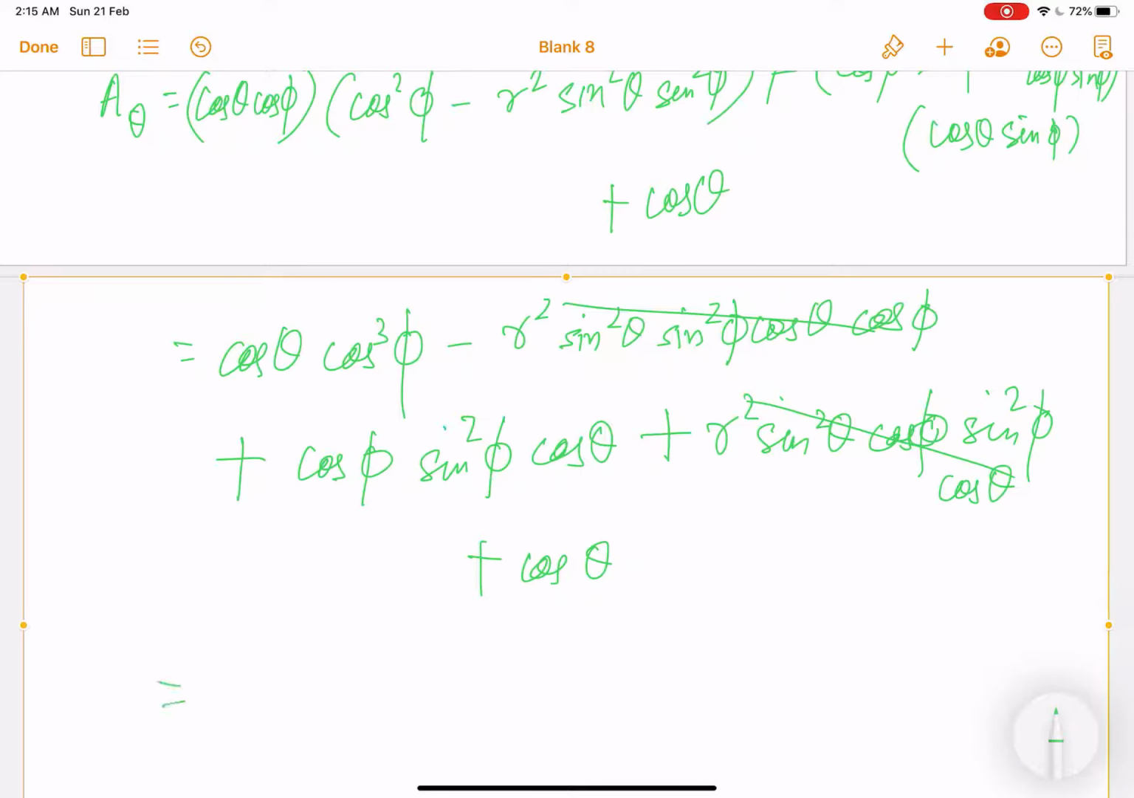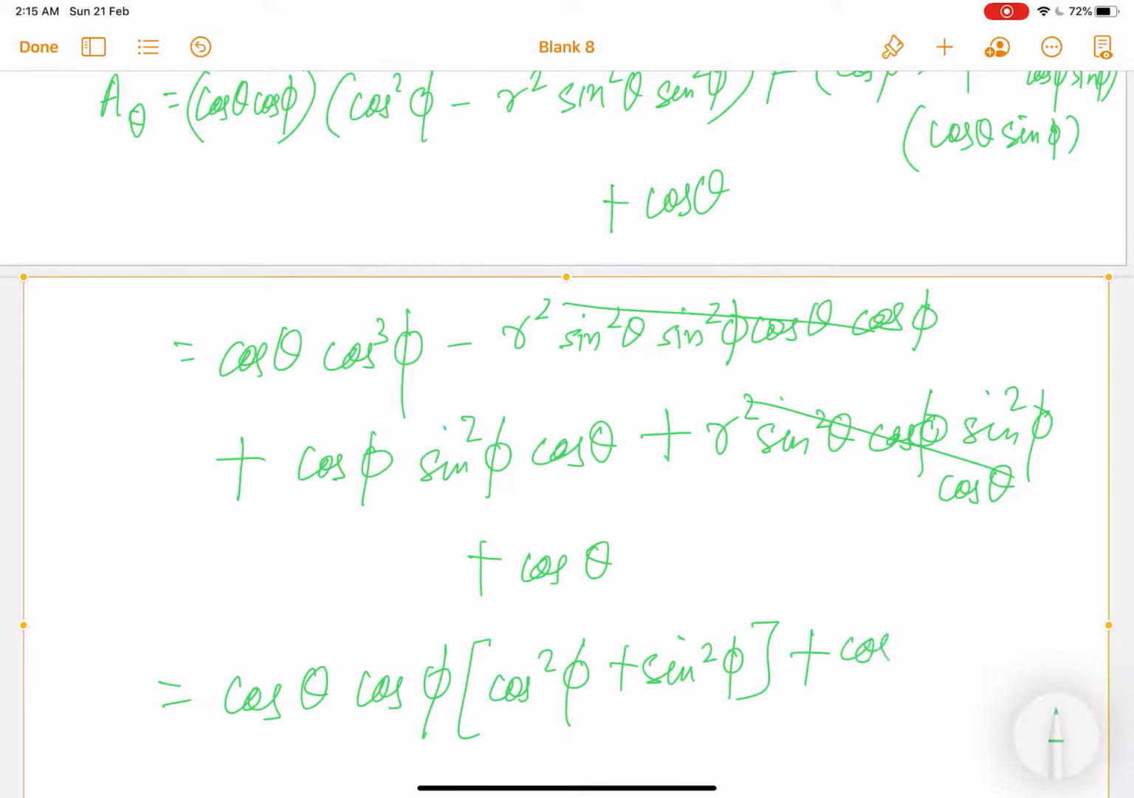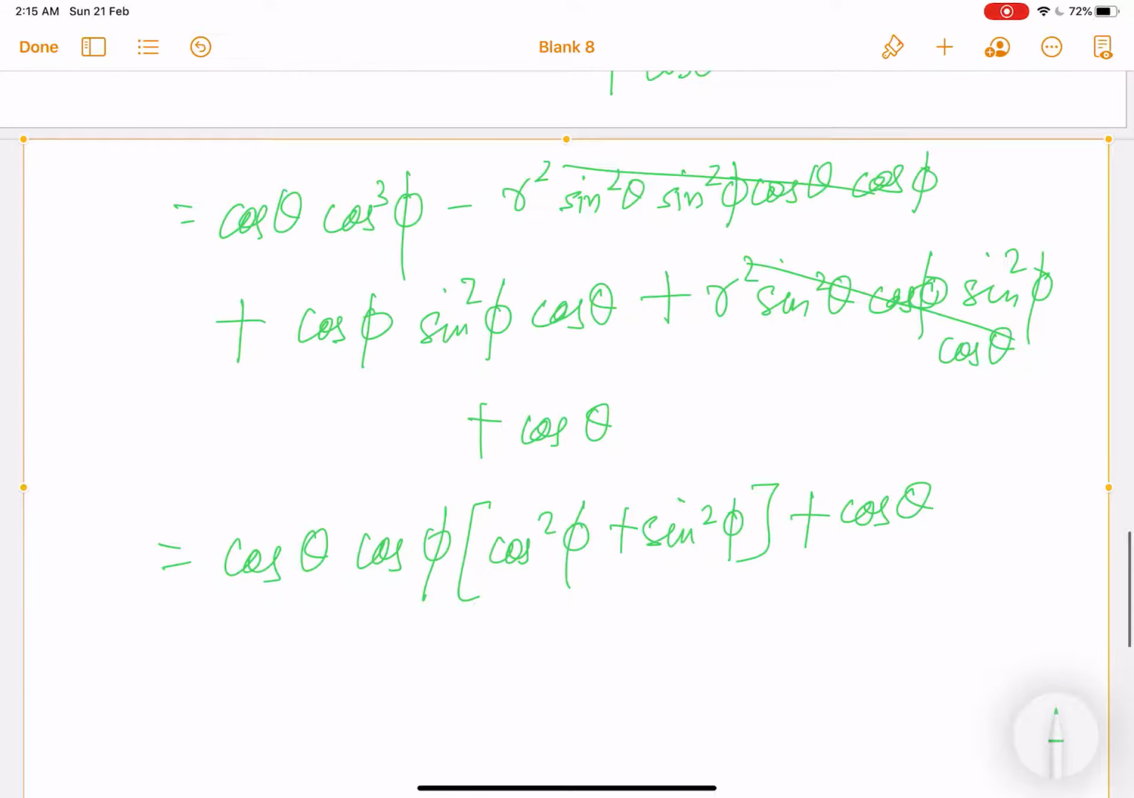Okay, then again taking the first and second common, cos theta cos phi. So this is cos square phi plus sine square phi plus cos theta. So what do I get? I got this term. Okay, this is also pretty much simplified.